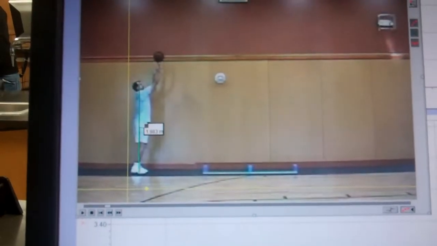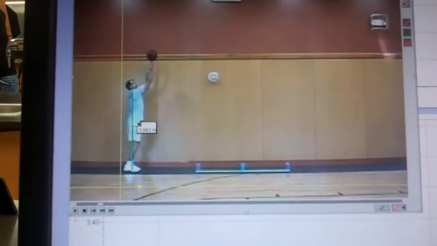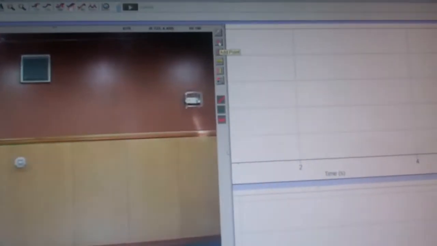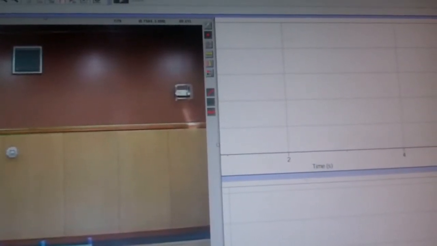Let's start to add the points. So what we do is we move this thing here till he's just leaving his hand. All right, right like that. It's just leaving his hand. And now we're going to add points. You click on the Add Points button up here. It's the second one from the top. And you click on the center of the ball. And then you click on it again.